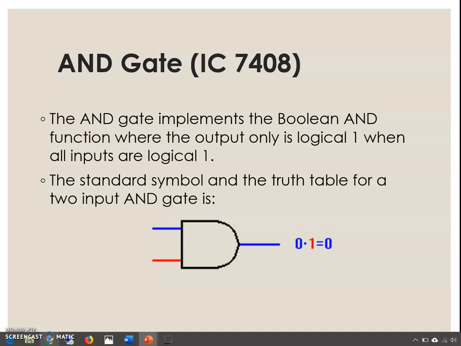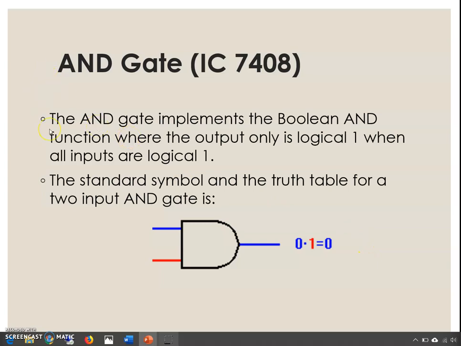So AND logic, let's repeat the thing. If all the inputs are high, output is high. If any one input is low, output is low. So the symbol that we have for AND gate is being shown on screen. These are the inputs, and for this example, the blue colored input has been represented as 0 logic, and the red color has been represented as 1. So if any one input is low, output is straight away low.